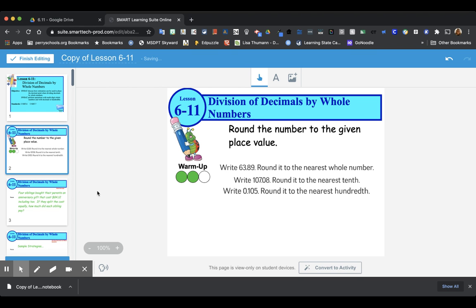Write 63 and 89 hundredths, round it to the nearest whole number. Write 107 and 8 thousandths, round it to the nearest tenth. And the last one will be to write 0 and 105 thousandths and round it to the nearest hundredth. You can pause your video and then come back.